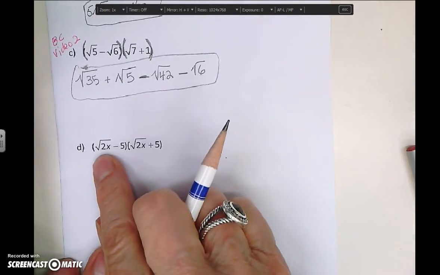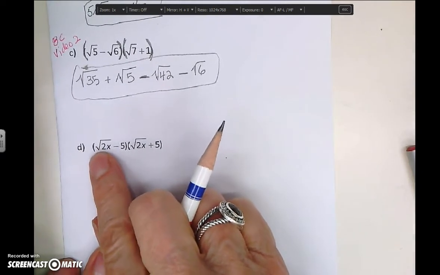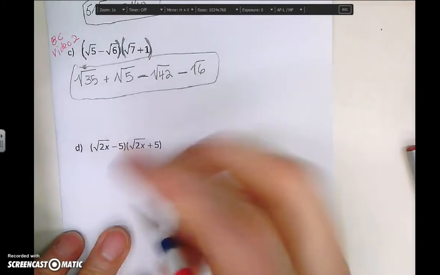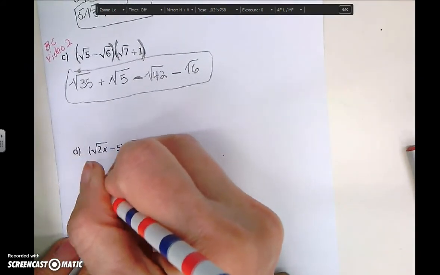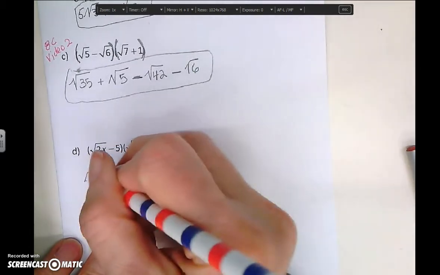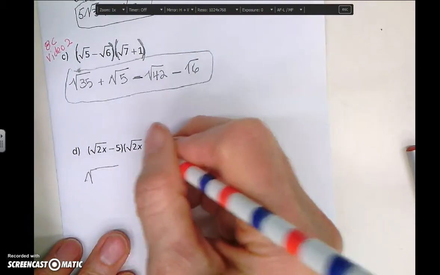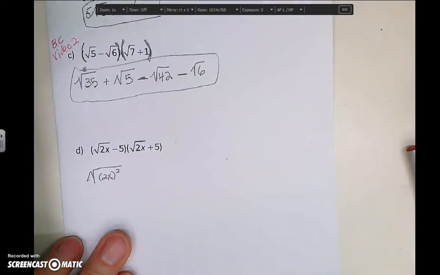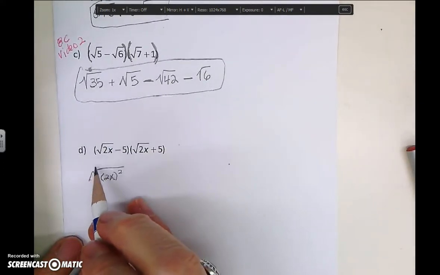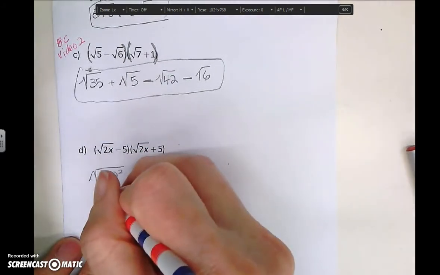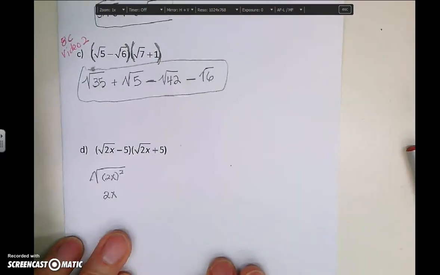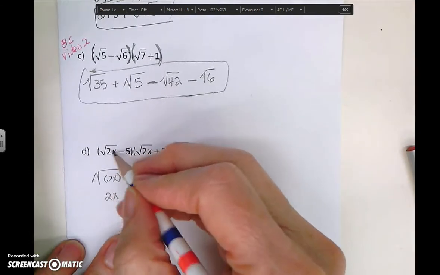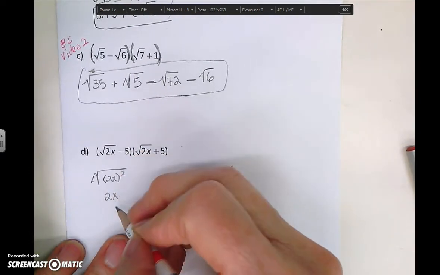D. So in D, we have the square root of 2x times the square root of 2x. And I'm going to show you this little in-between step. When I multiply the inside times the inside, it's going to be like having 2x squared, right? So the square root of a square is just going to be 2x. So anytime you multiply a radical times itself, whatever's inside will come out.